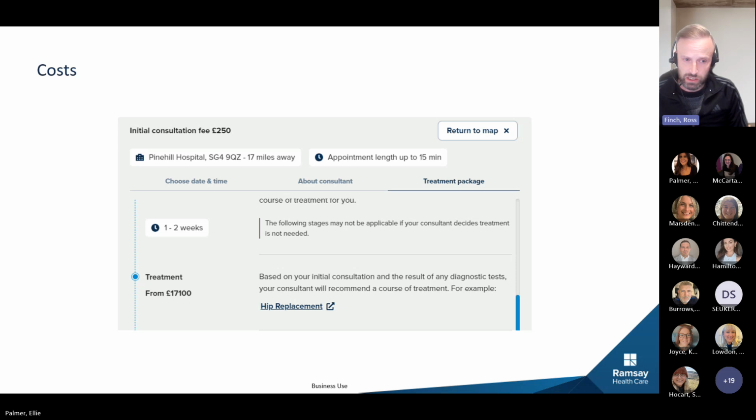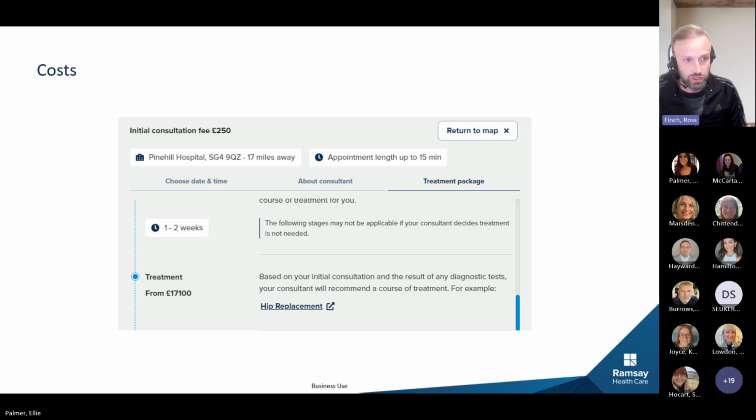So this is fairly generic to start off with. There are around 600 costs in the cost element of the digital front door. We will continue to build on that, as well as trying to look at diagnostic costs, to really give patients good information about what it might cost them on their journey.